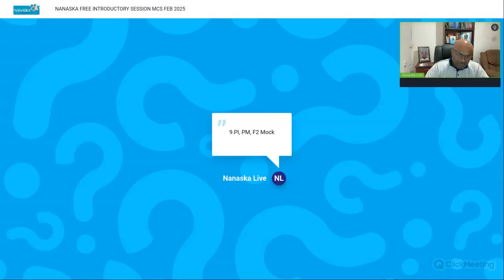Stage number 9 is like a kottu, which includes a lot of things. Section number 9 includes PI, which is the possible issues for the exam day. It includes PM, power mock. Power mock will include what kind of theoretical questions might be there on the exam day. And there's a separate F2 mock that's available for you as well.